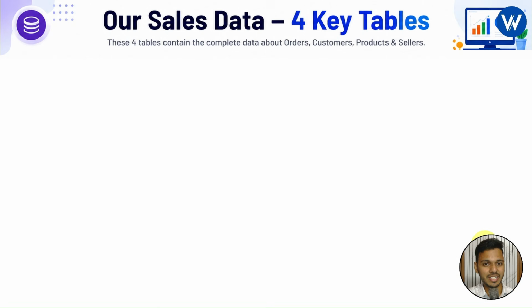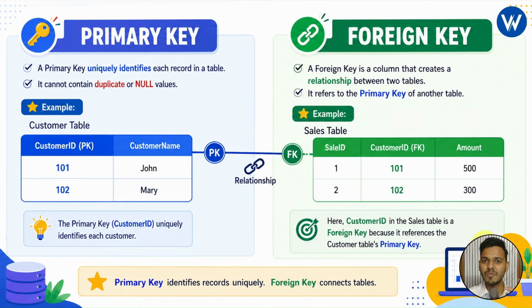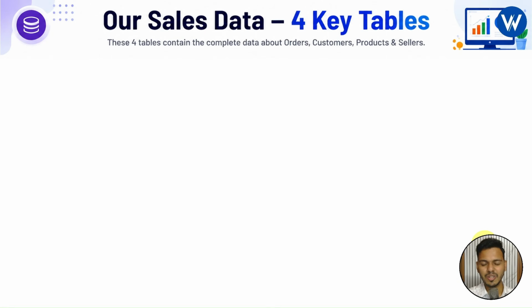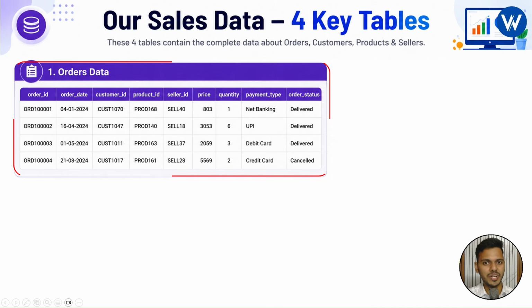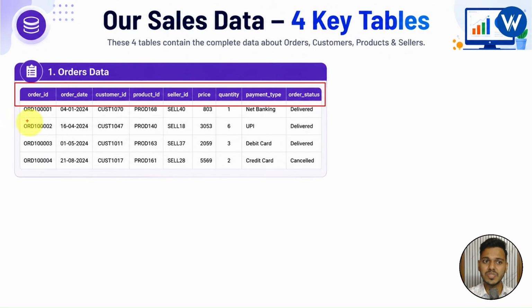Right now we will understand the data, because if you want to build a connection between tables, first you need to understand the data. So in this video I will be taking four different tables. Now let's see, table number 1 is orders data. Inside the orders data, we can see these are the columns: order ID, order date, customer ID, product ID, seller ID, price, quantity, payment type, and order status.